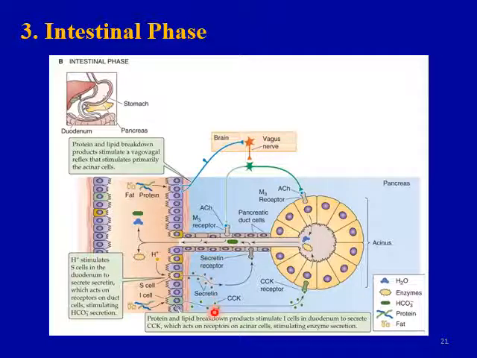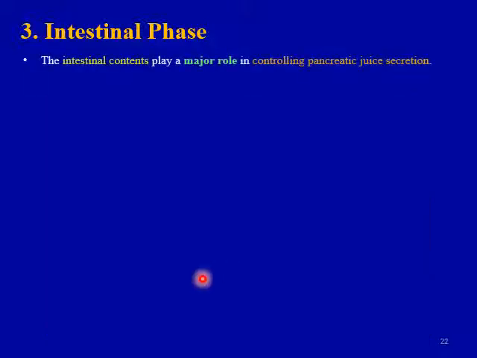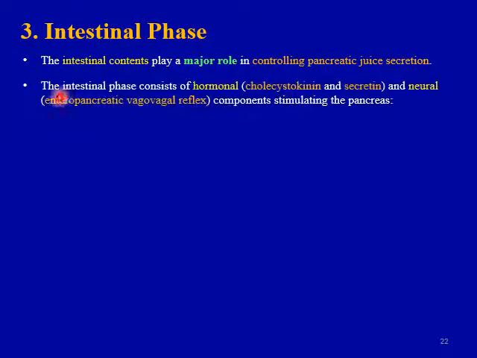The released hormones, either secretin or cholecystokinin, will lead to the stimulation of acinar cells and duct cells to produce enzymes as well as fluid that is rich in bicarbonate. So the intestinal contents play a major role in controlling pancreatic secretion. The intestinal phase consists of hormonal components, mainly cholecystokinin and secretin, and a neural component, which is called the enteropancreatic vagovagal reflex, including stimulating the pancreas.